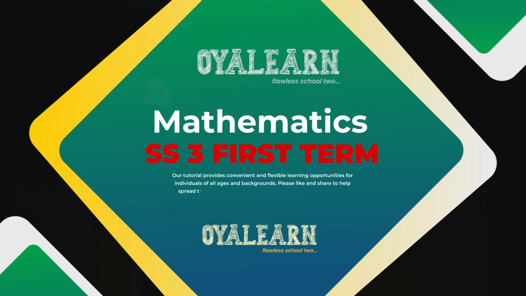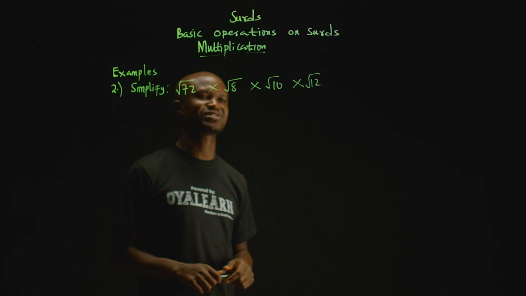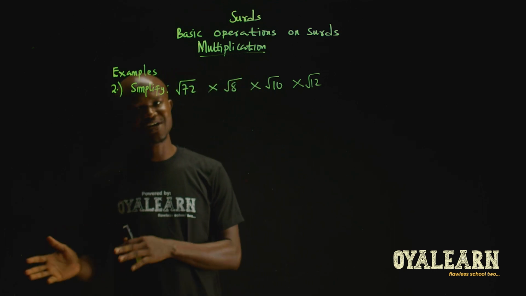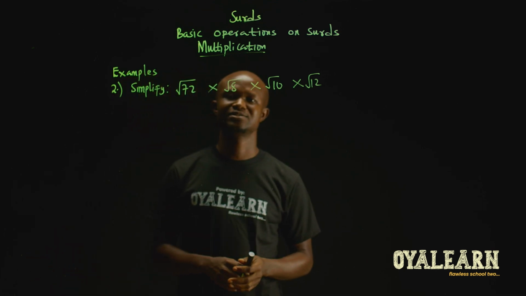Simplify root 72 times root 8 times root 10 times root 12. Now we have two methods. We can either use the first method or the second method.